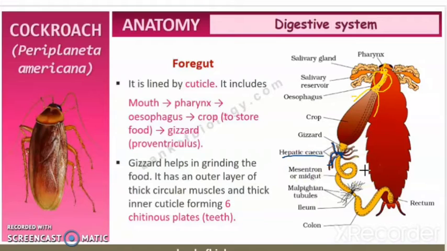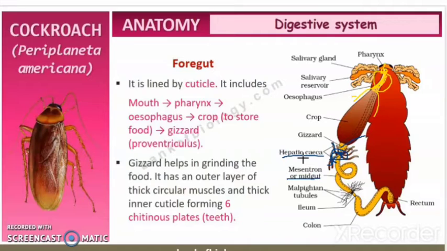And where do we see this? It is present at the junction of the foregut and midgut. The upper portion is the foregut and this is the midgut. Junction means it is a point where the foregut and the midgut join together, right? So in the junction we are able to find this hepatic caecae.